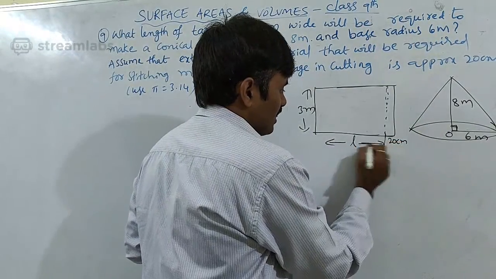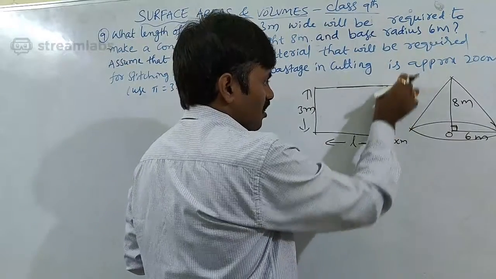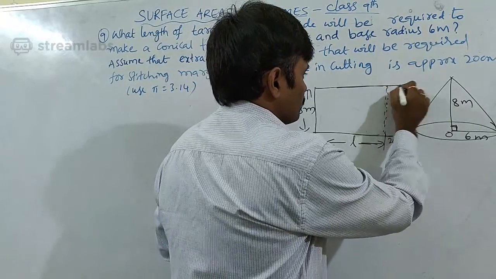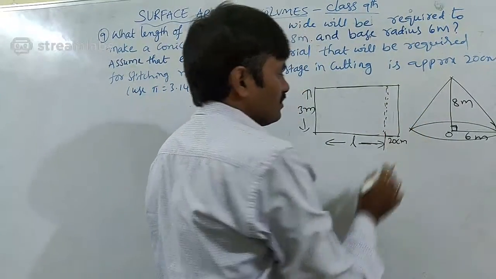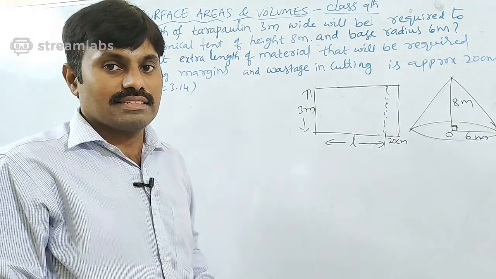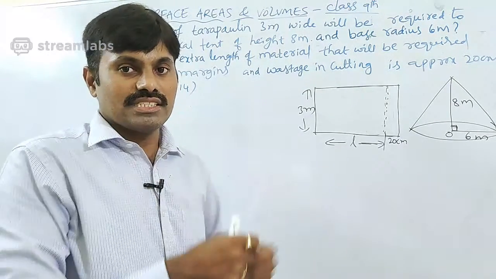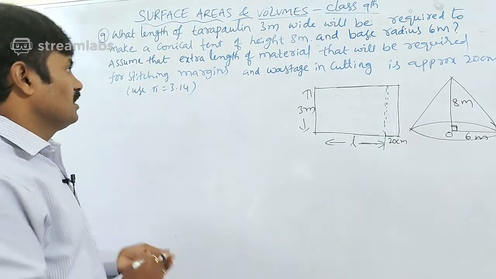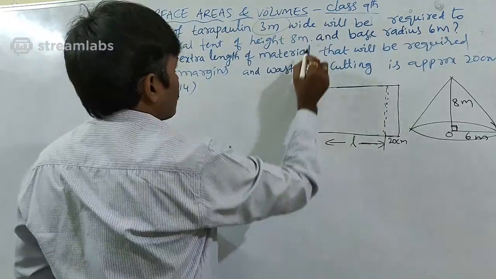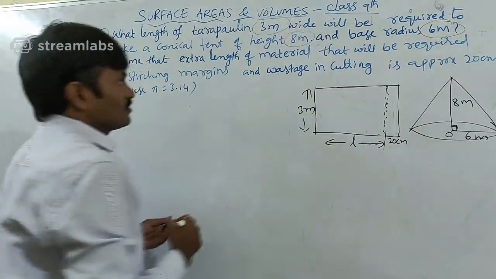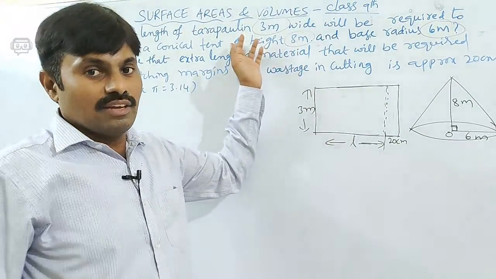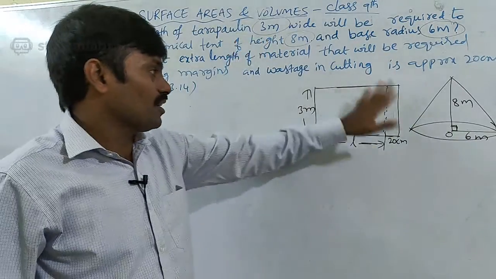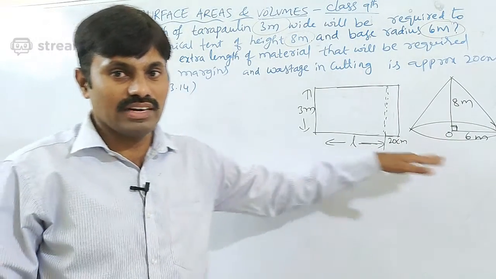So till here I have taken as L, and this is extra. This 20 centimeters of cloth is used for stitching, for margins and for wastage. Just for example, I have taken that part. Now what is given? 3 meters, 8 meters and 6 meters. What is this 8 meters? Conical tent height, and 6 meters is base radius. And here 3 meters width is the tarpaulin's width. Okay. Now they ask us to find the length.